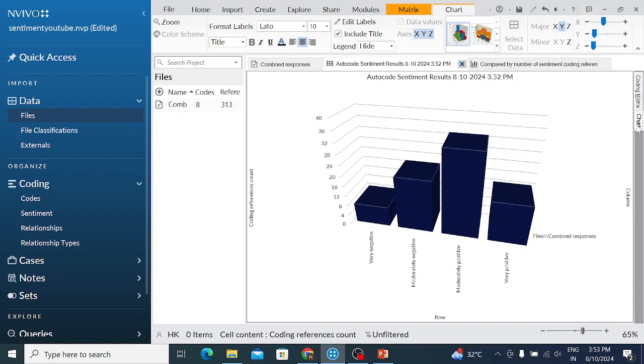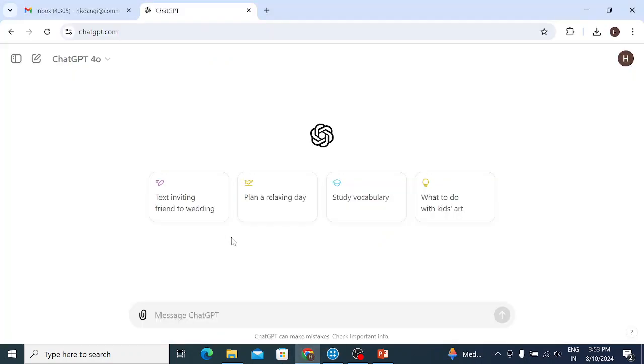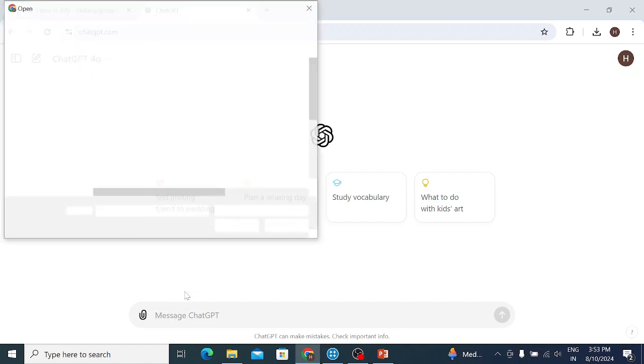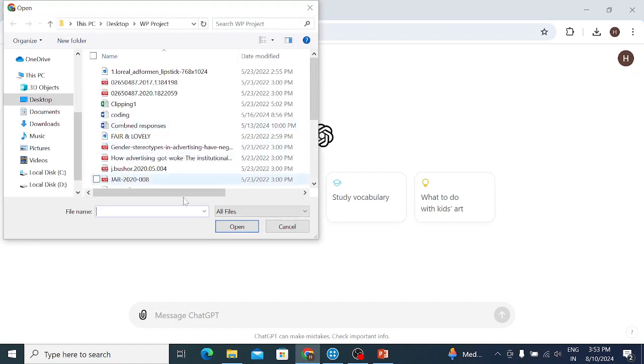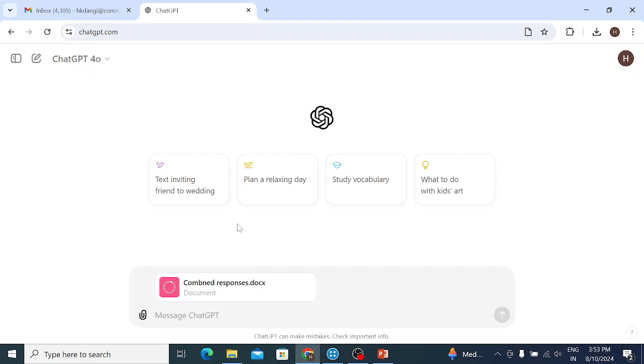Let's say you do not have access to NVivo or for that matter any package, then what you can do, you can also do it alternatively through Chat GPT, as I was explaining. You upload any file. Let's say I want to upload my combined response file. So I go to combined responses, all interviews put together. You can do it separately also. For the purpose of this video, I have combined all the responses, but otherwise you can use the analysis on a separate file.